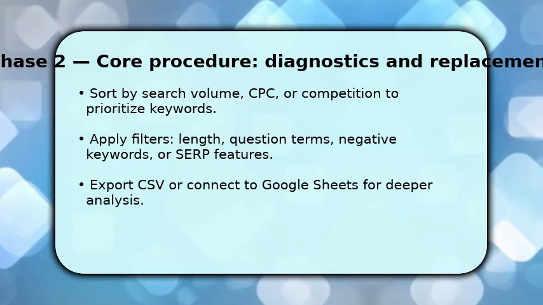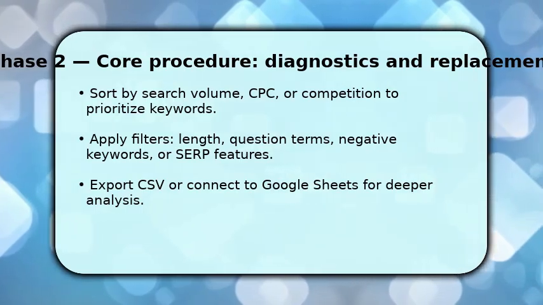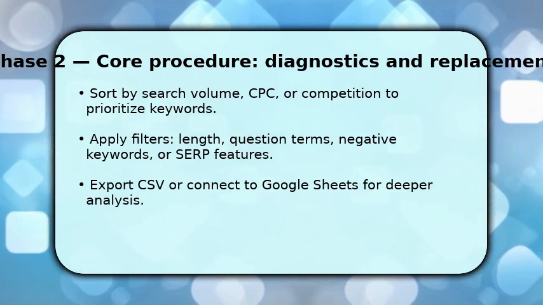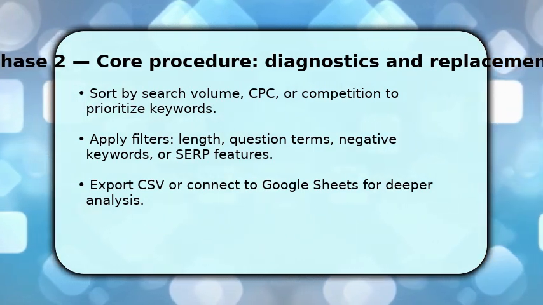If you plan bulk work, export a CSV or sync to Google Sheets so you can add tags, intent labels, and prioritize a content calendar or PPC list.